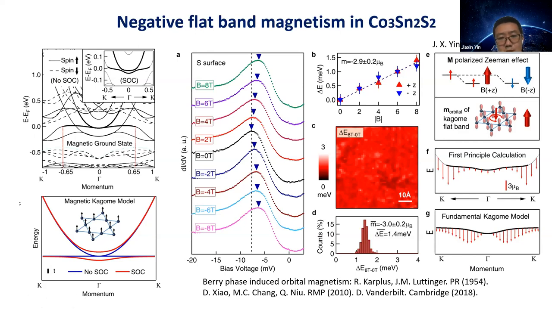Actually, flat band orbital magnetism was similarly observed recently in twisted bilayer graphene, and it can further give rise to the quantum anomalous Hall effect, because that structure is much cleaner. But fundamentally, the physics is similar. They both come from Berry curvature induced orbital magnetism.